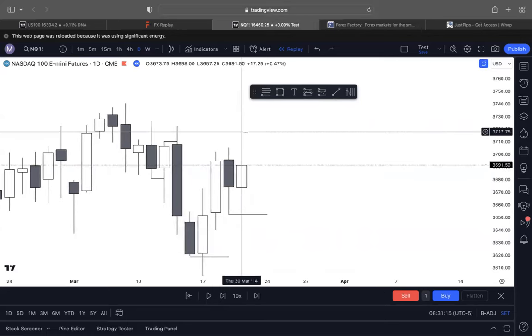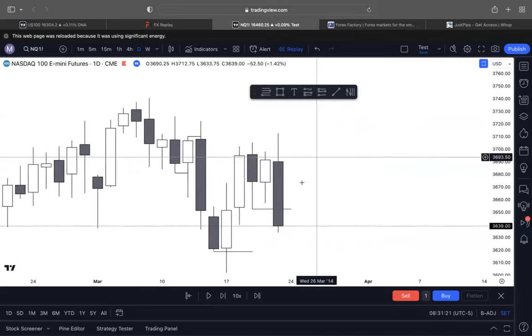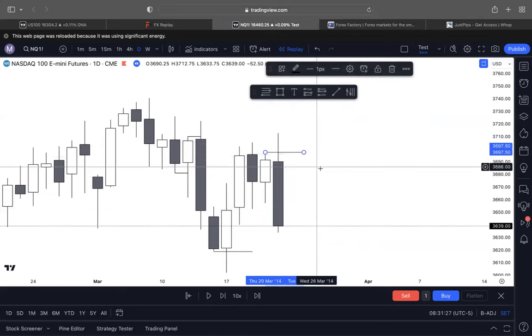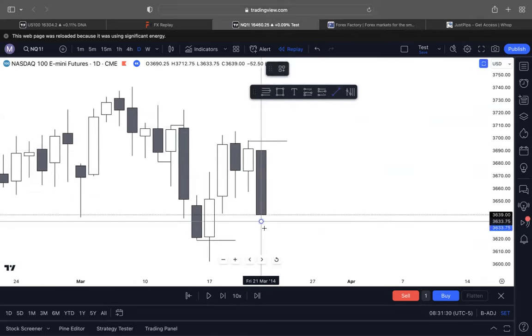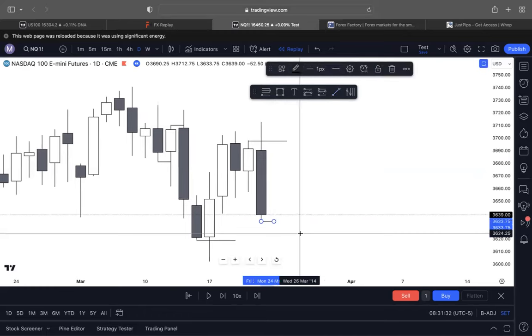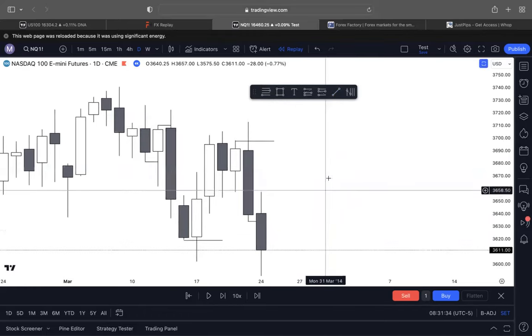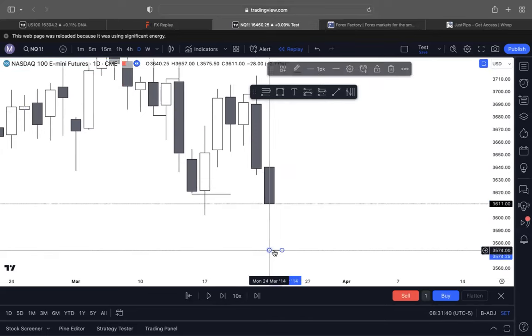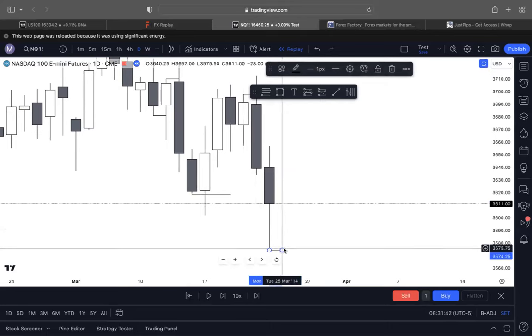Inside day, so this is where it fails to take both. You typically see these on a Monday. So we closed below this low and we failed to close above this high. So my next target would be this low for the following week. And we closed below this low, ignoring liquidity. Our target would be this low.